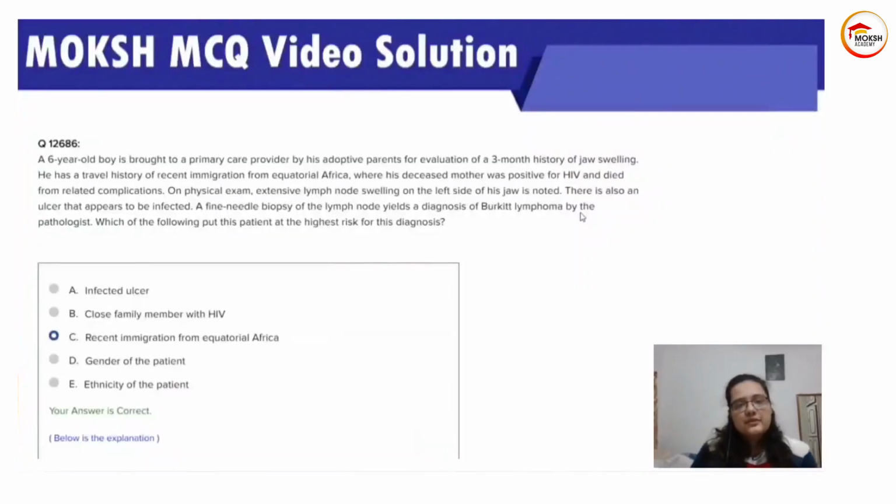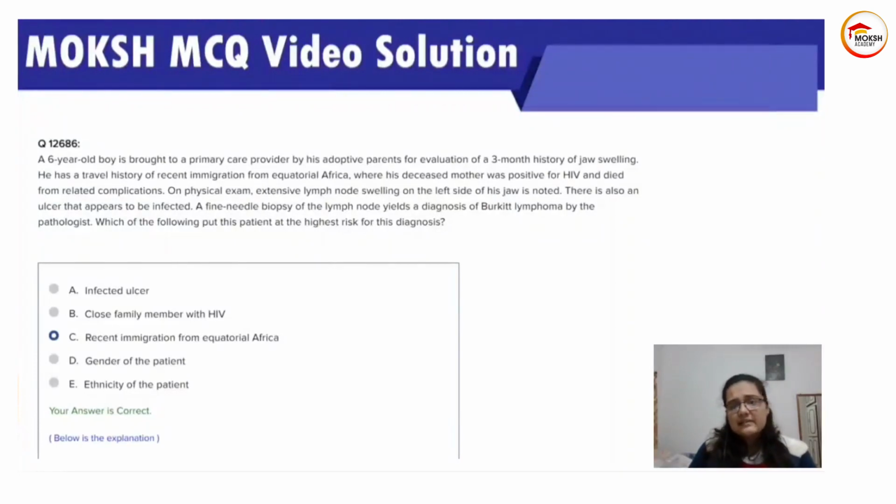Which of the following puts this patient at the highest risk for this diagnosis? There's a 6-year-old boy brought by his adoptive parents to the primary care provider with a 3-month history of jaw swelling and a travel history of recent immigration from Equatorial Africa. His mother is deceased but was HIV positive. There is extensive lymph node swelling on the left side of his jaw. There is also an ulcer that appears to be infected, and a fine needle biopsy shows a diagnosis of Burkitt's lymphoma.